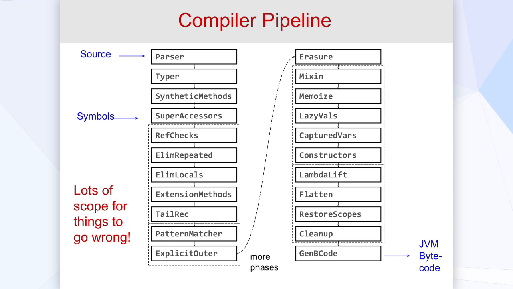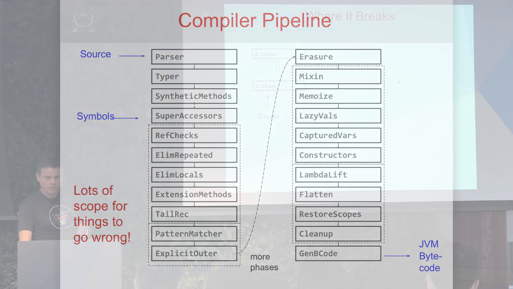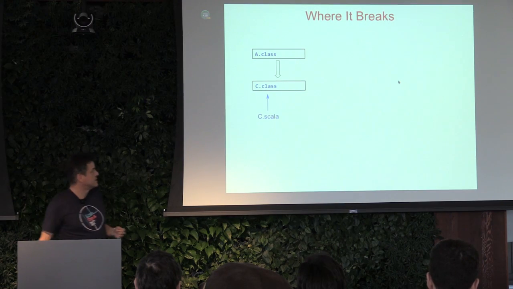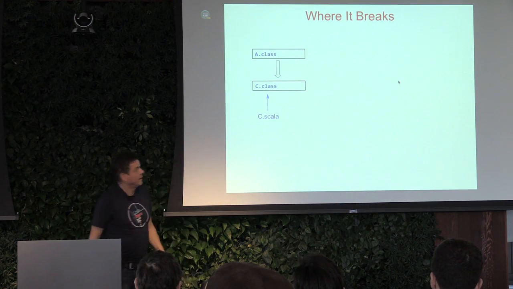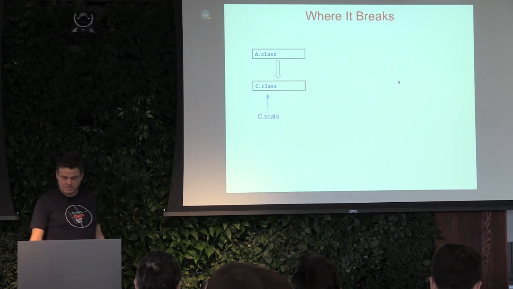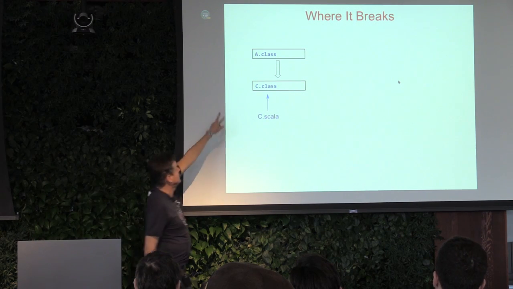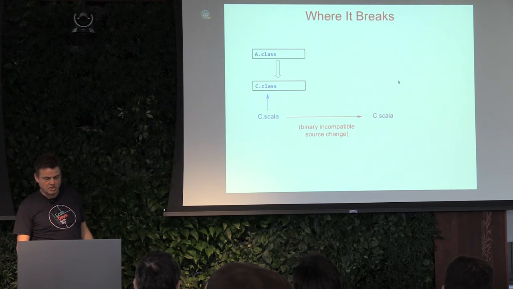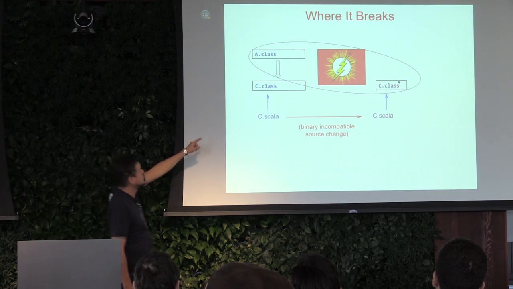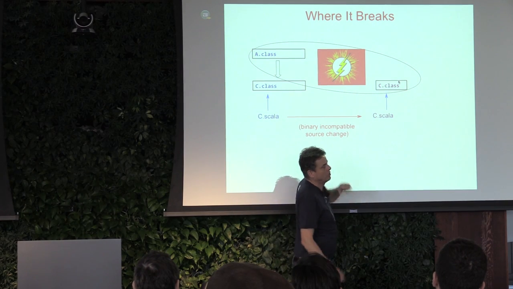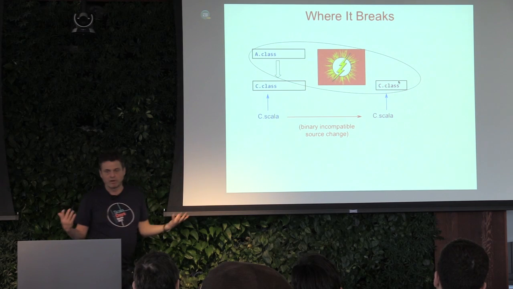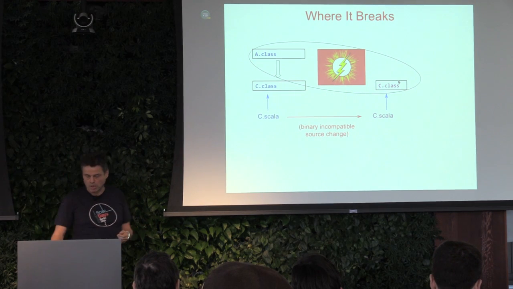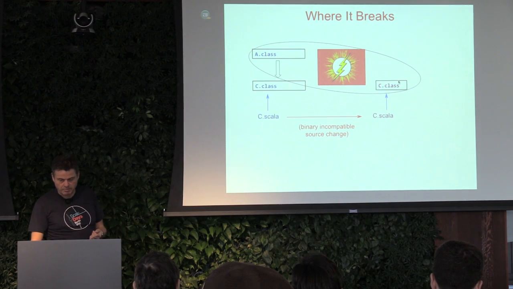So what's so bad about binary incompatibility? Where it breaks is that if you have, let's say, a dependency from A to C, and you produce C with C.scala, and you have a source compatible but binary incompatible change, then you produce a new class, and if you want to combine the old client with the new provider, then you get a crash, or essentially the program won't load, and you get a binary incompatibility error.